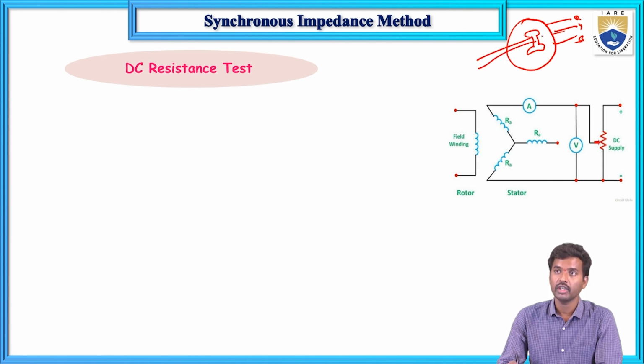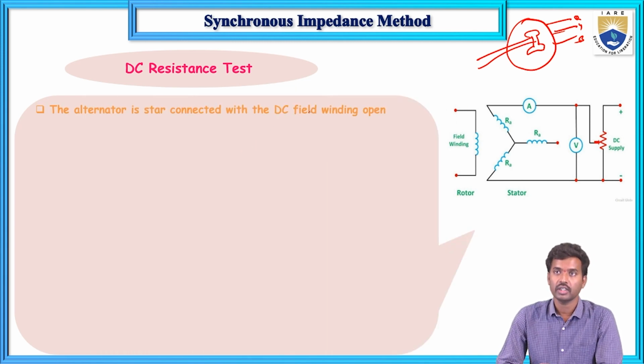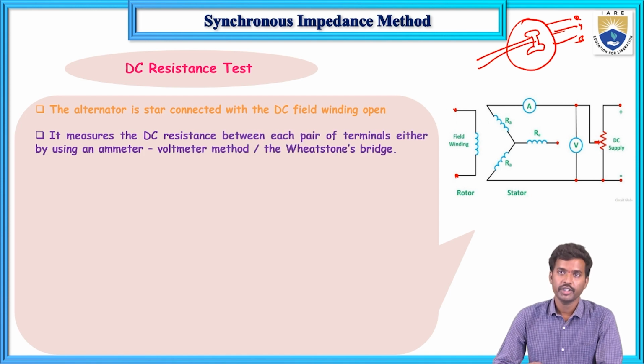If you give the field winding, the rotor is excited and a rotating magnetic field will be developed. This rotating magnetic field cuts the armature conductors and an induced EMF will be developed in them. That output is the 3-phase supply. That winding is star connected, this is RA, and this is the field winding, plus and minus. So first, the alternator is star connected with the DC field winding open circuited. Next, measure the DC resistance between any pair of the terminals.